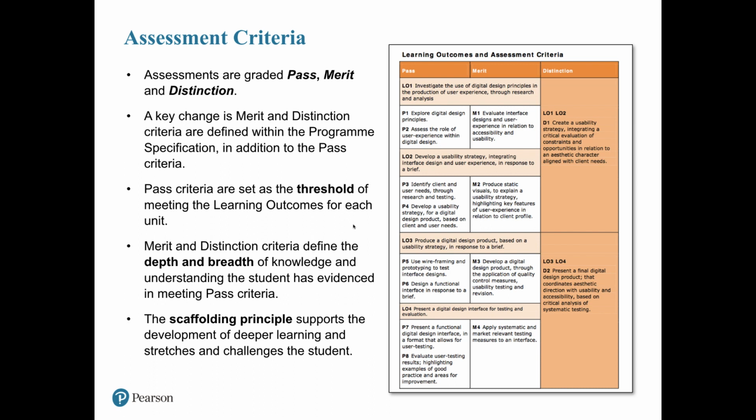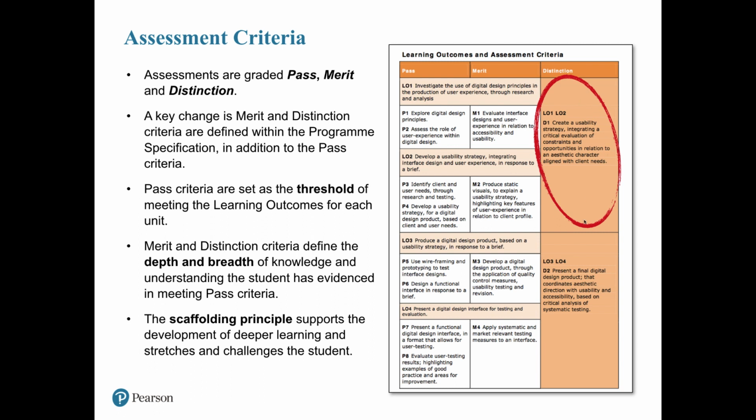This is a big change, but it also allows us to make sure that we're using those pass criteria to set the threshold that the student must meet to achieve the learning outcome. And then merit and distinction go into greater depth and breadth of knowledge and understanding. Now, one thing to look at is that in most cases you'll find 2 or 3 pass criteria per learning outcome, 1 or 2 merit criteria, and no more than 1 distinction criteria per learning outcome.